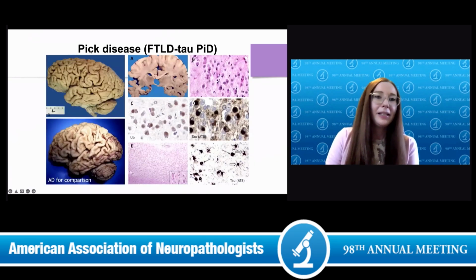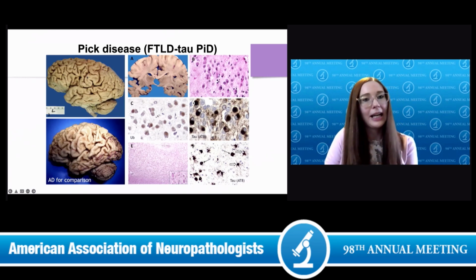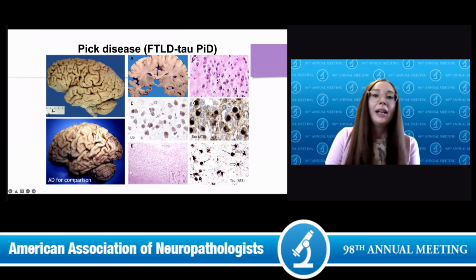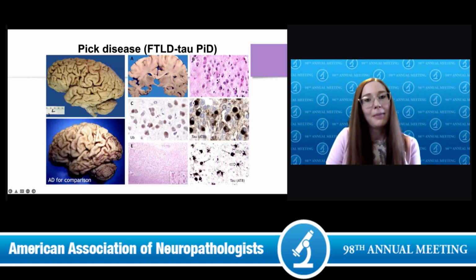Briefly, to show Pick's disease. Pick's disease tends to present with a gross appearance of a very striking asymmetric atrophy pattern, affecting more so the frontal and temporal lobes of the brain, with more sparing of the parietal lobe. Here you can see the prominent asymmetric atrophy of the hippocampi.